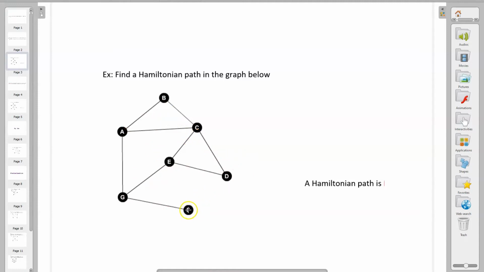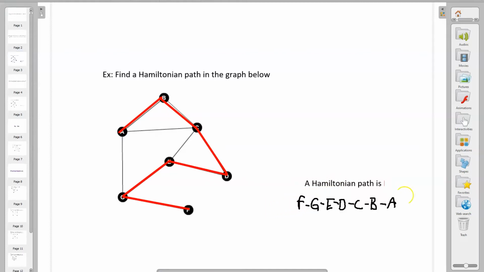Alternatively, I could go from F to G, to E, to D, to C, to B and A. And I've still hit every vertex in the graph. So to write that out, a Hamiltonian path in this case is F, G, E, D, C, B, A. And that's the way we would write out the path.